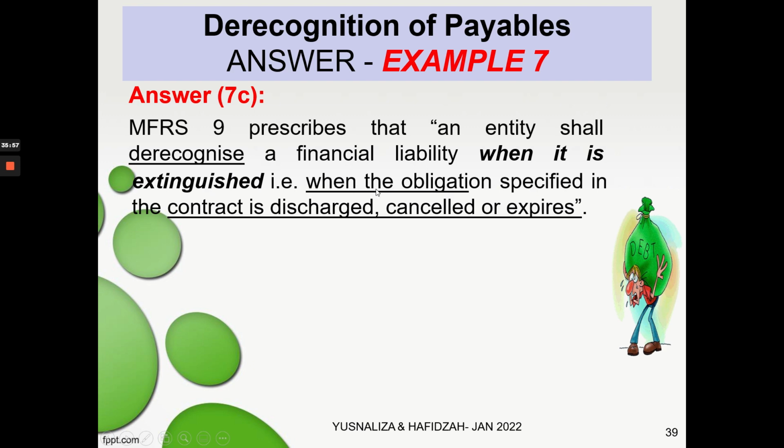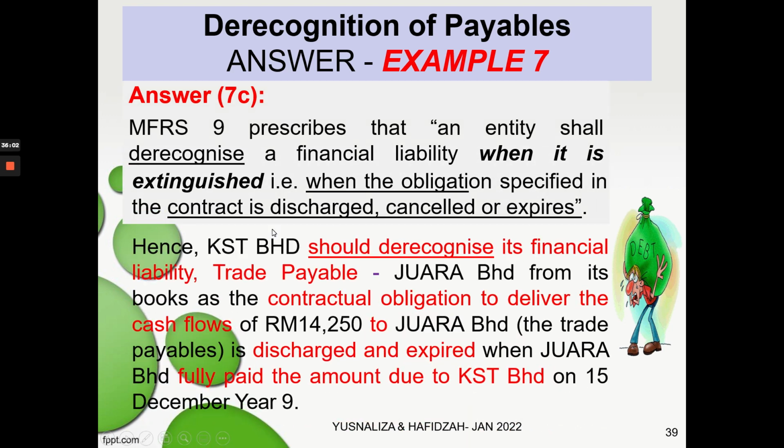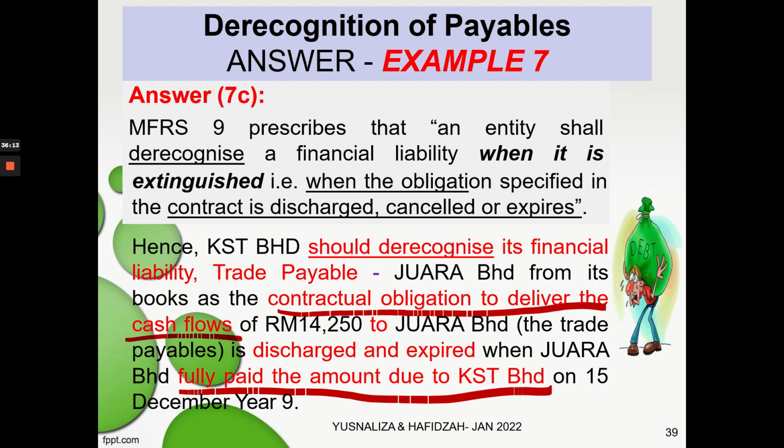The answer is yes, when the obligation is discharged, cancelled, or expires. Why? KST should derecognize since it has fully paid the amount due, and therefore there is no more contractual obligation to deliver cash to Juara Berhad since it has been fully discharged or it has expired due to the full payment made on 15th of December. And you must derecognize the financial liability.